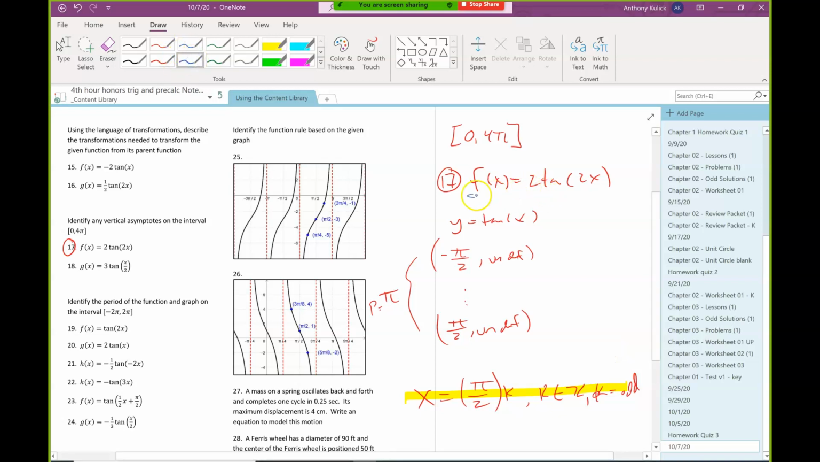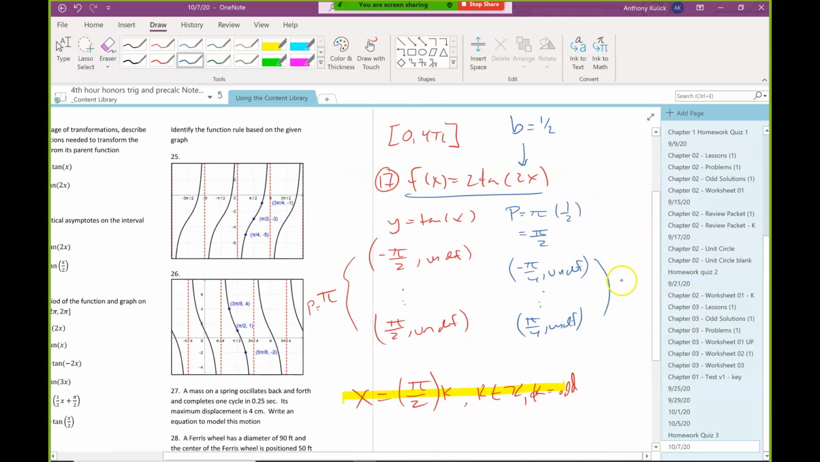So here for this one, my period is going to change, right? Since b is 1/2. So that means my period is going to be pi over 2. So now I'll have my undefined here and over here, right? Where this is pi over 2. So far, so good?